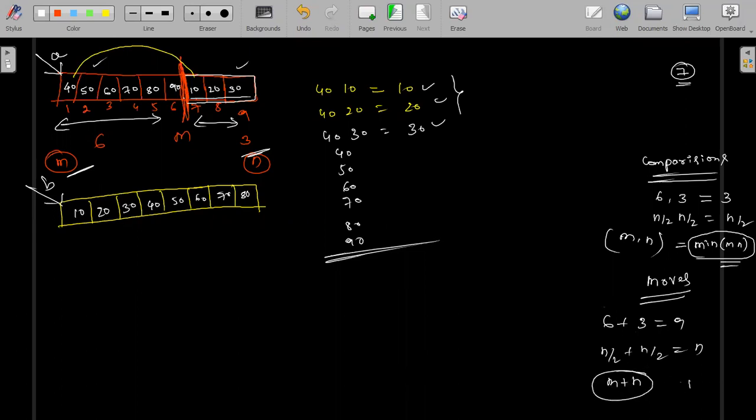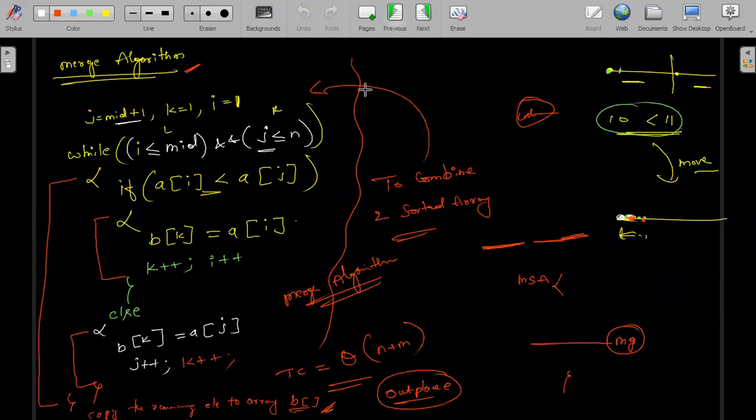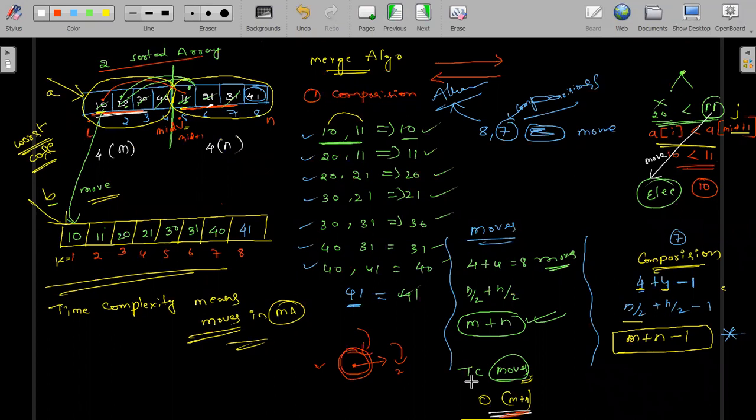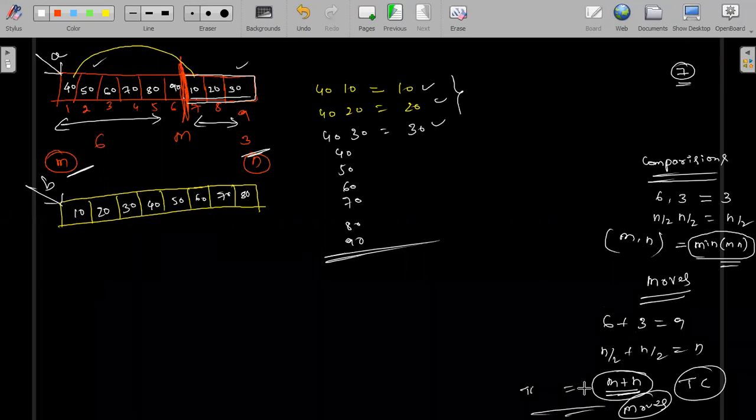Here also, time complexity is about the moves. For the worst case you will get m plus n, and for the best case also you will get m plus n. You have to be very careful here, guys. So time complexity is equal to big O of m plus n. That's it, over. This is comparisons, just a small example I gave you.